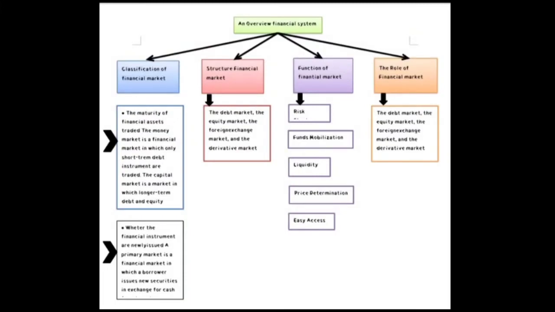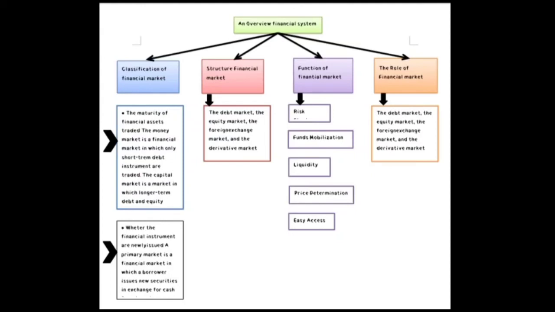At first, classification of financial markets. First, by the financial assets traded. The money market is a financial market in which only short-term debt instruments are traded. The capital market is a market in which longer-term debt and equity instruments are traded.